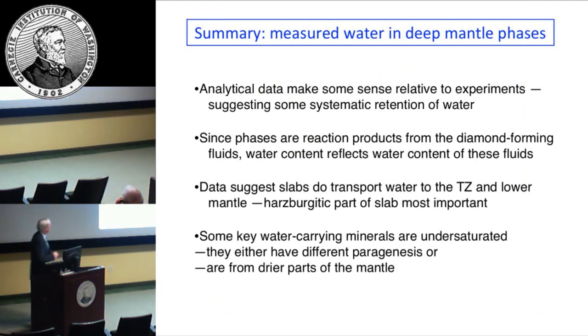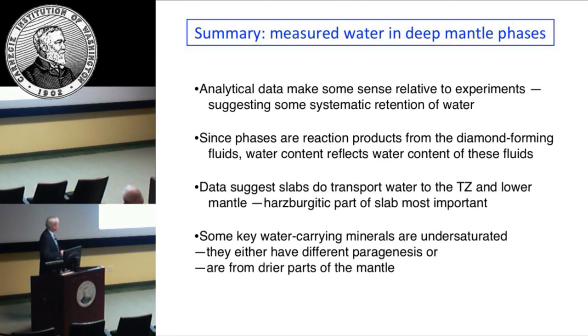Here are my conclusions. The analytical data, in the water part anyway, makes some sense relative to experiments, and this suggests that we have some systematic retention of water, that we haven't lost a lot of it even during the polishing. Since these phases are reaction products from the diamond forming fluids, water content reflects the water content of these fluids more than it does the ambient mantle. But we can use that data to set limits on what the water content of these phases would be.